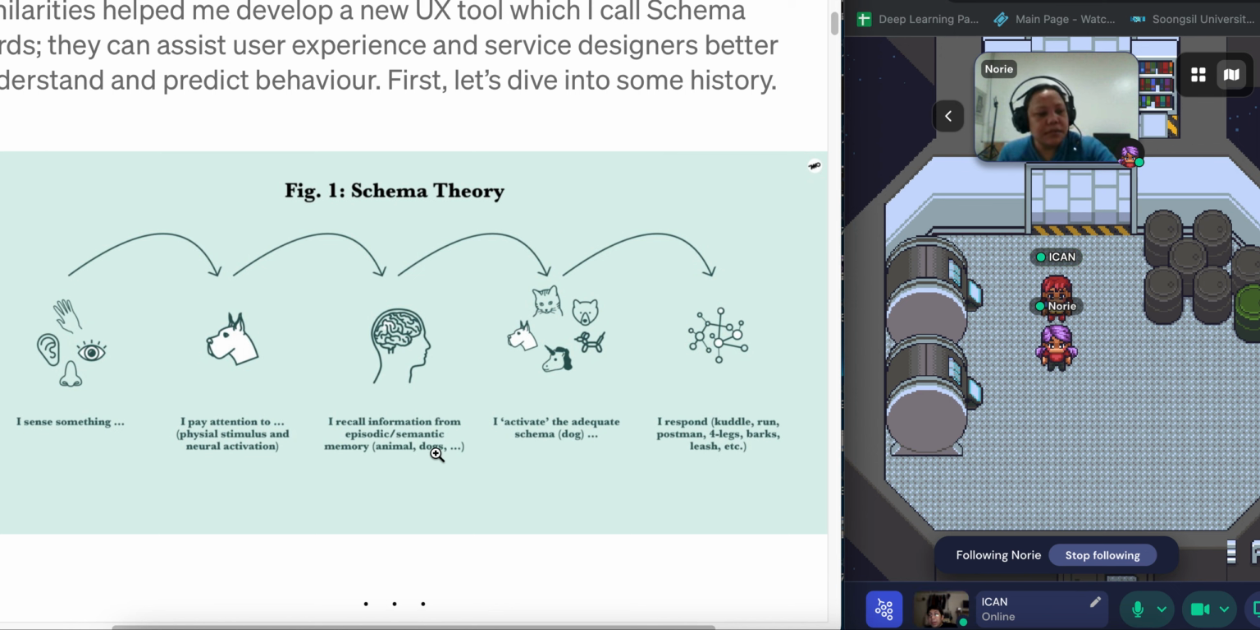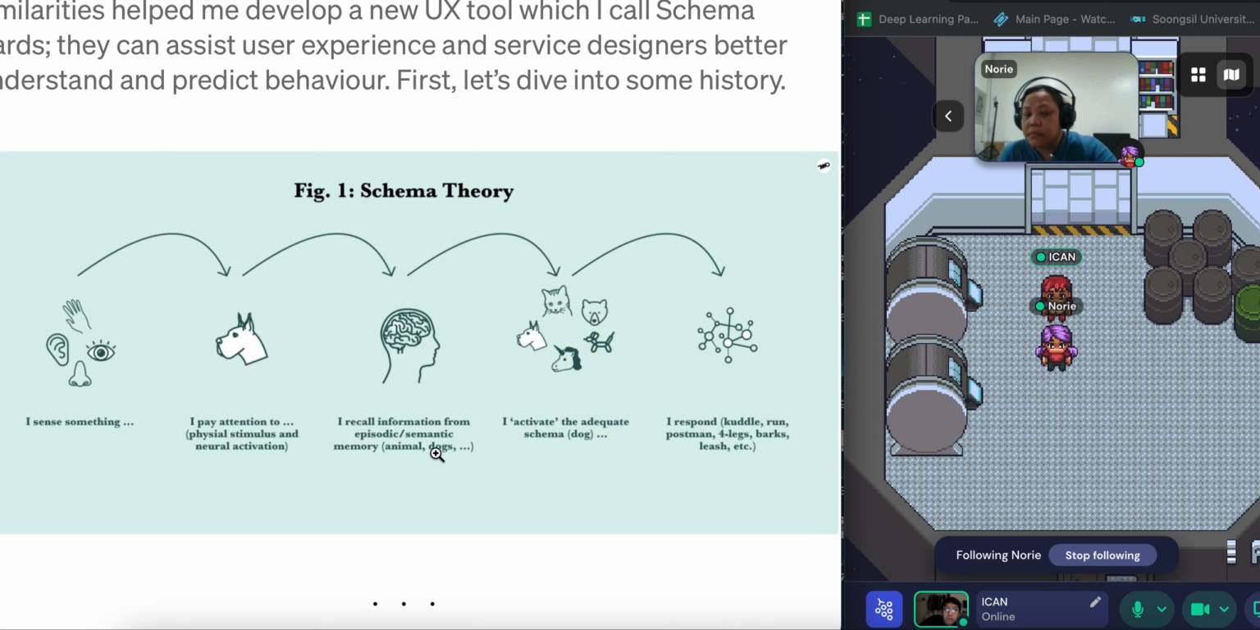And then after that, we activate the adequate schema. If you see the photo, there are some sorts of connection with other animals, right? In this sense, this is a dog. It's an animal, but I know now this is a dog. And then after that, you respond. After you activate your schema, like, oh, I already identified what this is, you now do the response.